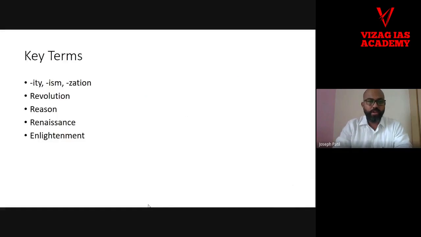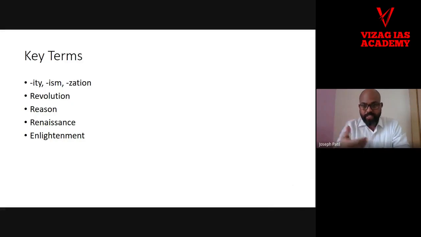Now, before we go into the key terms, there is something even more important, what we call a suffix. Any word, you can add a word part before it. For example, understanding is a word. Misunderstanding: mis is a prefix. And then you have suffixes.